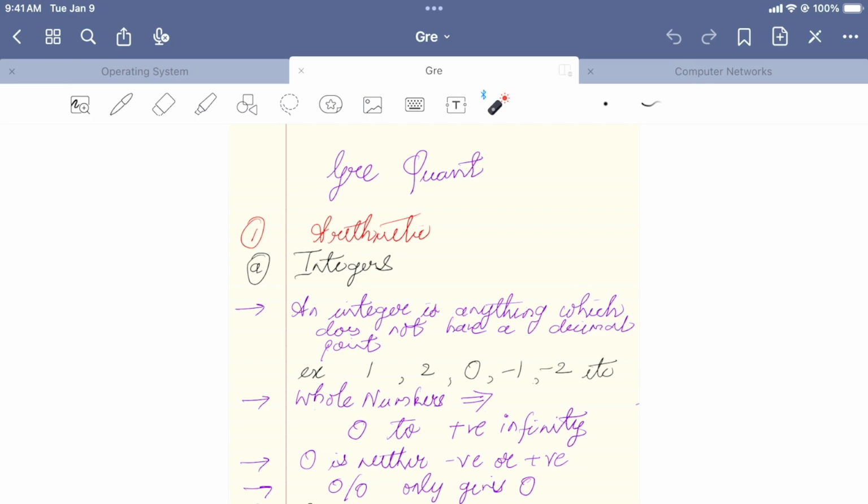The first thing that we are going to talk about today is integers. Now, an integer is basically anything that does not have a decimal point. So it can be 1, 2, 0, -1, -2, etc. Integers exist on both sides of the number line. They have both positive as well as negative parts, and 0 is an integer as well. Anything that does not have a decimal part is called an integer.